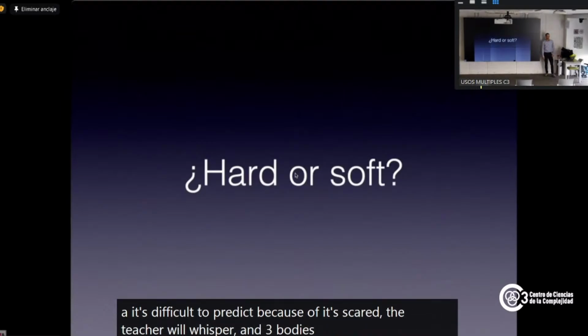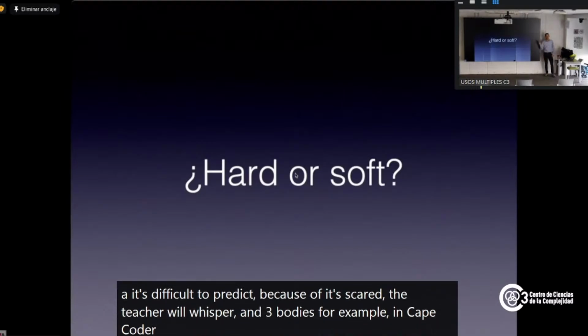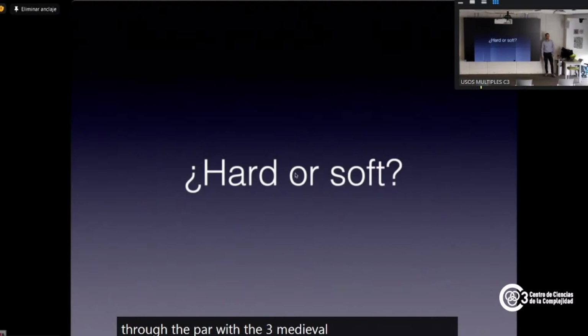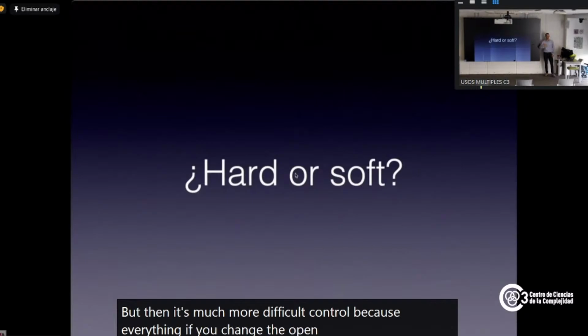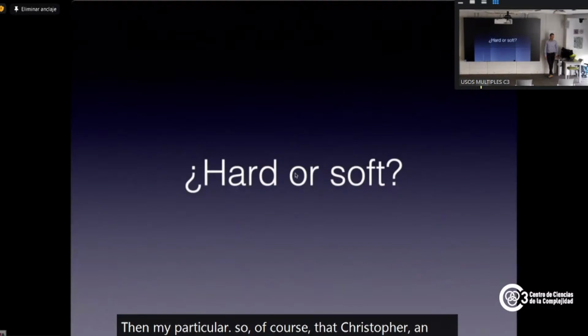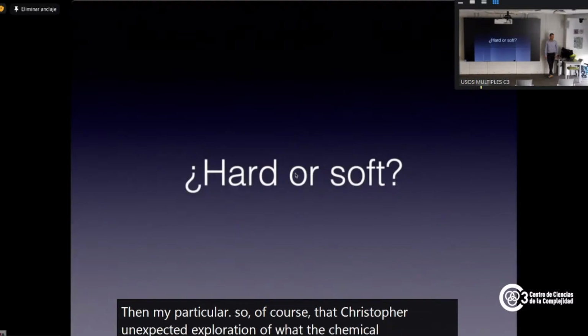And for example, in chemistry, the universe of possible reactions is huge, even though most reactions that are studied involve three, maybe four elements or compounds. And then you see what happens. In principle, you could have many more elements, but then it's much more difficult to control, because if you change the concentration of one of them, that might affect the others. So of course, that restricts an exhaustive exploration of the chemical space.